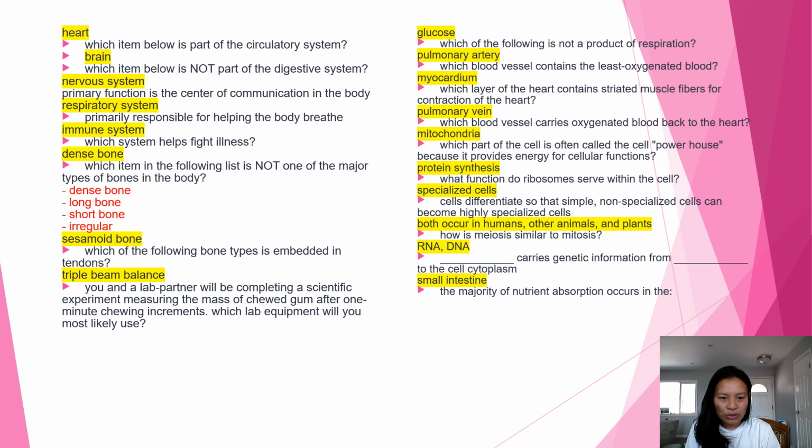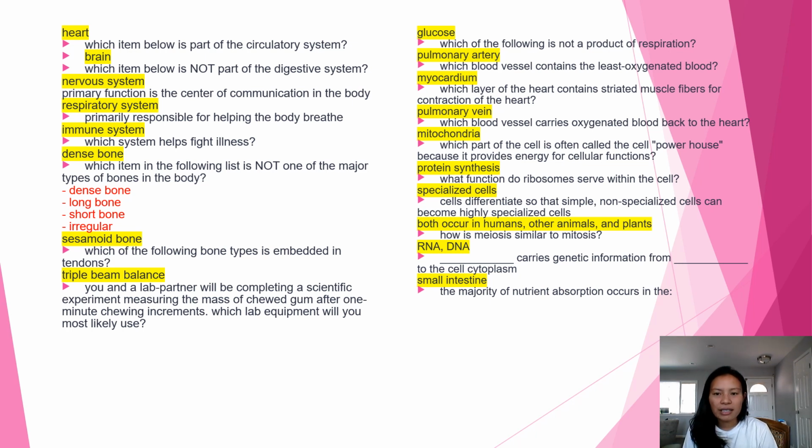Okay, which of the following bone types is embedded in tendons? It's the sesamoid bone. Okay, because I think it's in joints, yeah. Okay, you and a lab partner, this is a situational question. You and a lab partner will be completing a scientific experiment measuring the mass of chewed gum after 1 minute of chewing in increments. Which lab equipment will you most likely use? I would answer, the answer is triple beam balance.